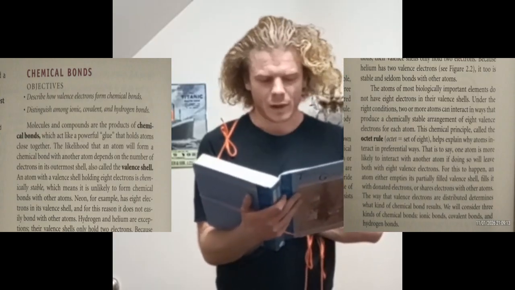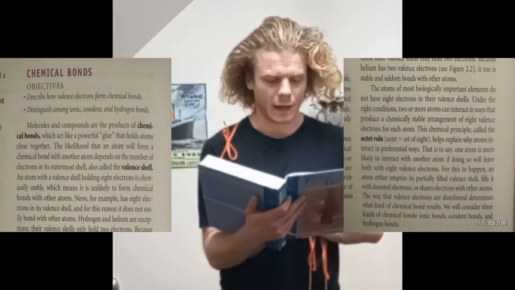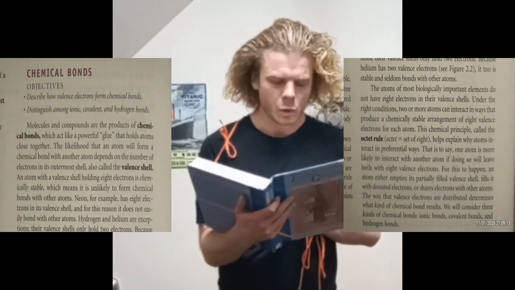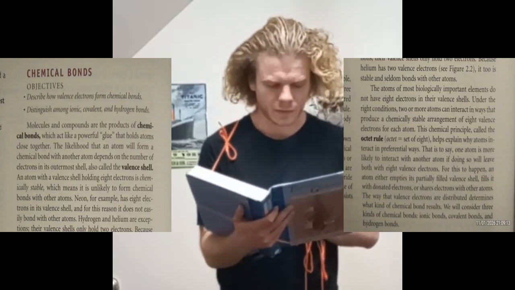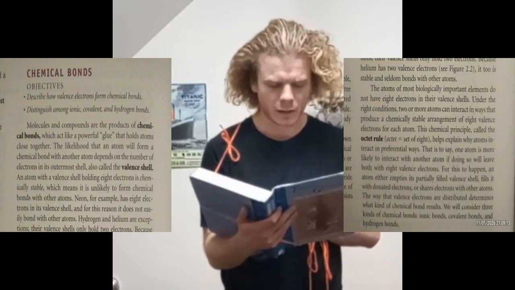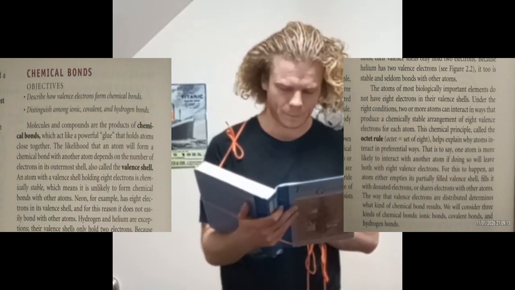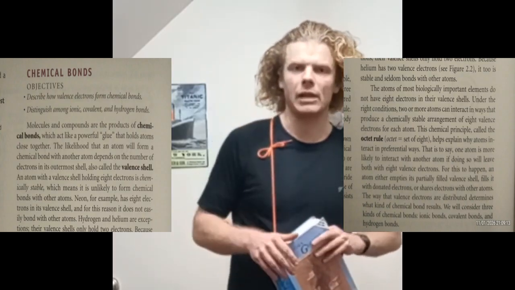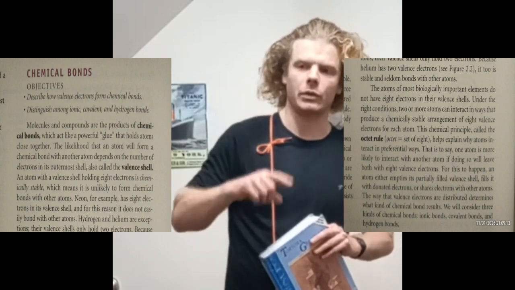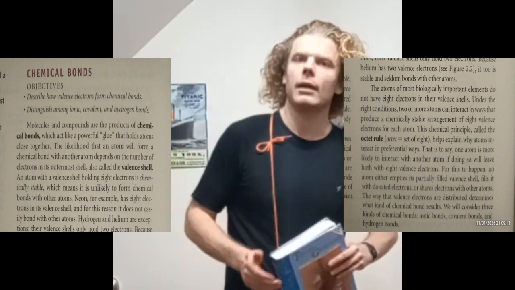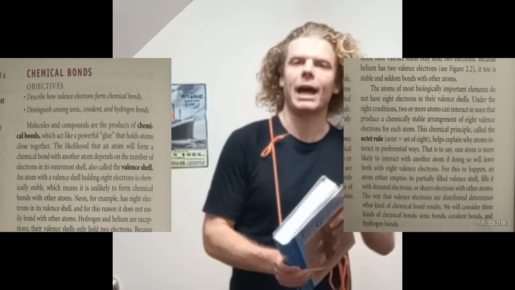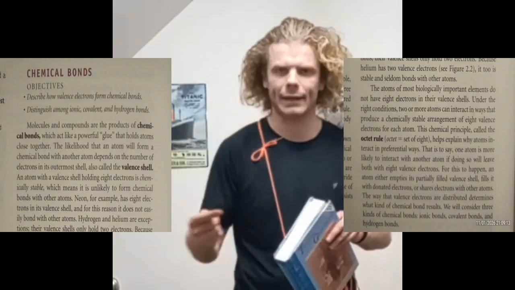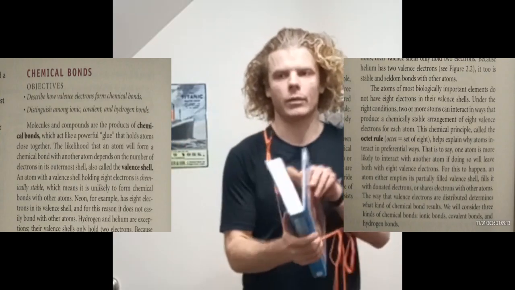The atoms of most biologically important elements do not have 8 electrons in their valence shells. Under the right conditions, 2 or more atoms can interact in ways that produce a chemically stable arrangement of 8 valence electrons for each atom. Most of the elements in the human body don't have a full shell of 8 electrons. Most of them have 7 or 1 or whatever, so they are more likely to form bonds with other atoms.